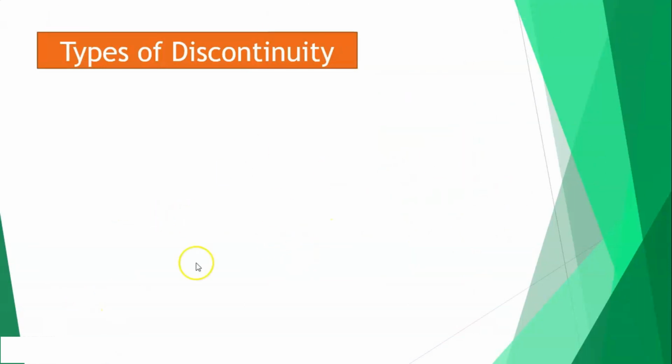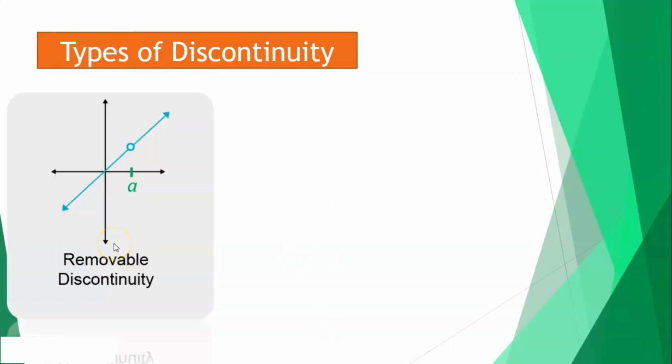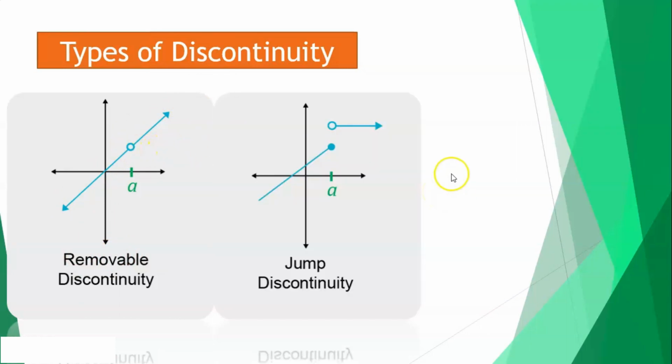Okay, types of discontinuity. Now, there are three kinds of discontinuity of functions. The first one is removable discontinuity. So when you say removable discontinuity, there is a hole somewhere in the graph. Next is a jump discontinuity. So when you see jump discontinuity, there are limits as it approaches a certain value of c from the right and from the left, but they are of different values. So there is a gap.